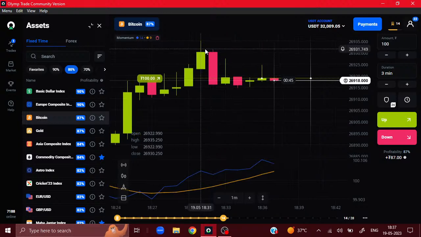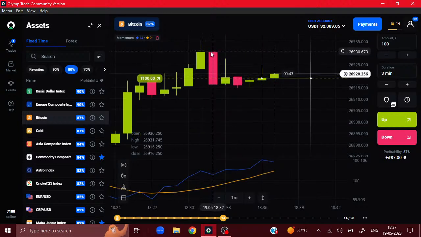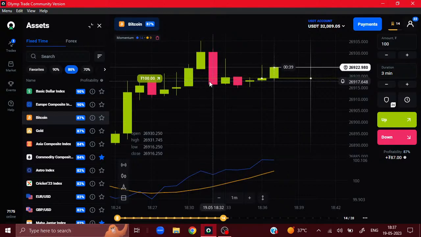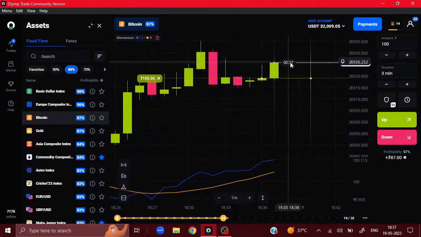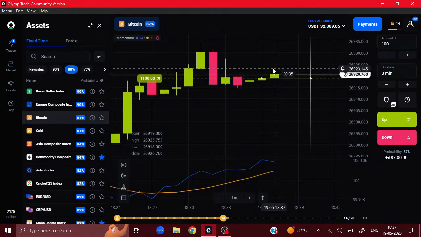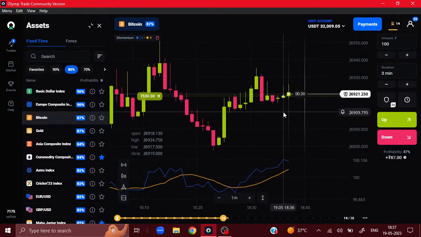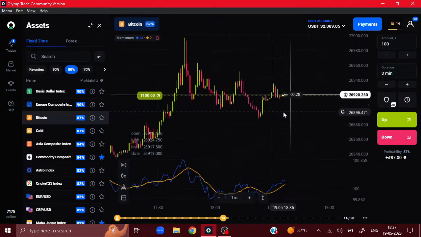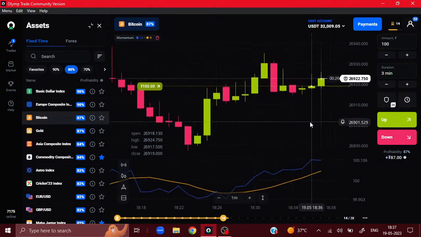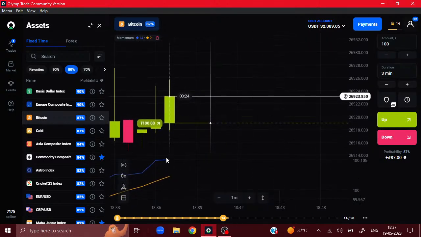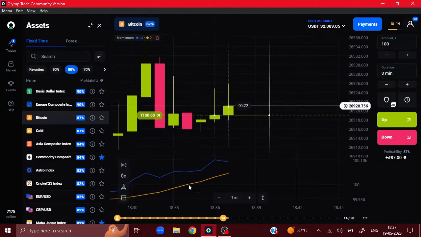For example, here we can see that there is a red engulfing candle which has engulfed the previous two green candles. Also, the candles are getting rejection from the upside. So before entering the trade, you have to make sure that you read the candlesticks also. But anyhow, we have made a trade here in the upward direction for 3 minutes when the signal line of the momentum indicator crossed the 100 mark.